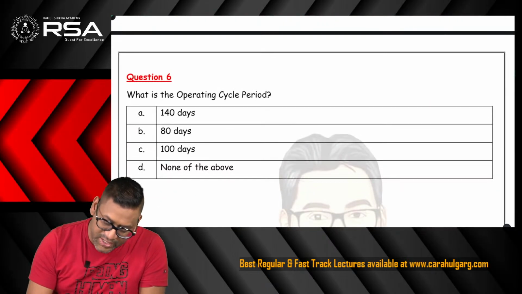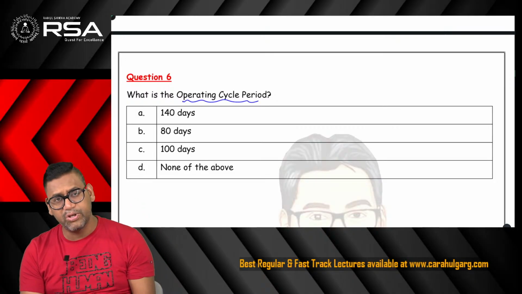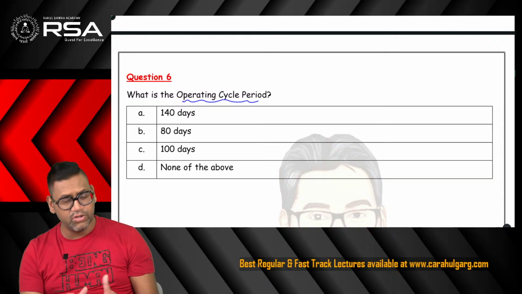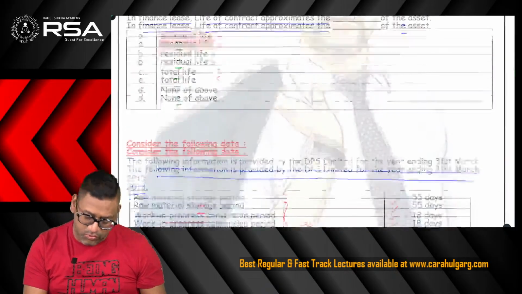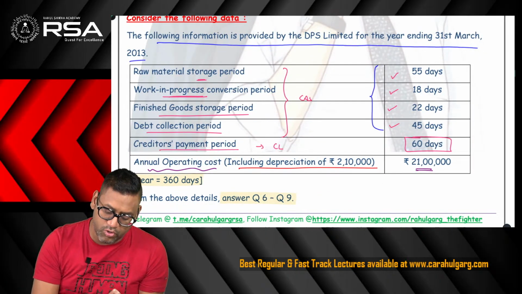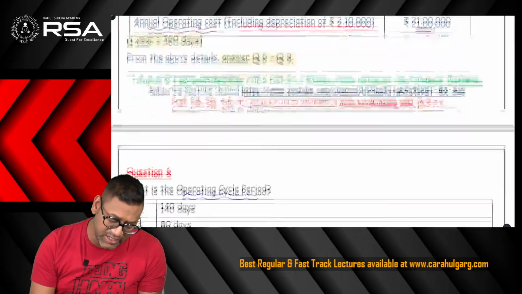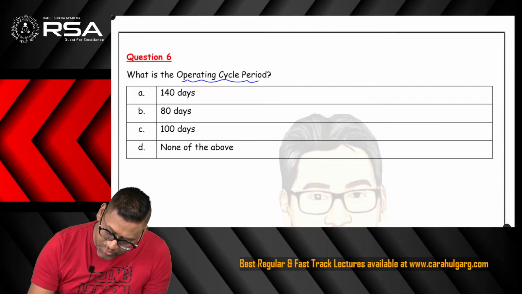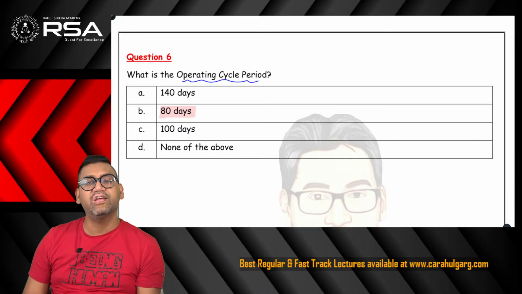First of all, it asks what is the operating cycle period. When the question is operating cycle period, it simply means you add up the time periods of the various current assets, and from that you deduct the time period of the current liabilities. So we will add 55 plus 18 plus 22 plus 45, and out of that deduct 60. So it comes to 80. 80 days is the correct answer. So option B, child, 80 days, this is my correct answer.